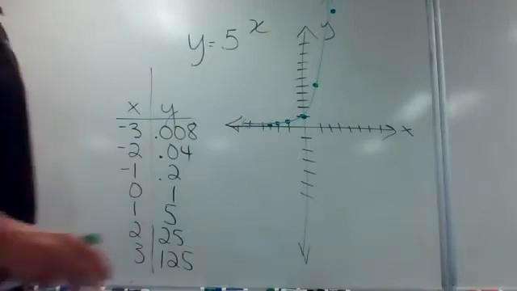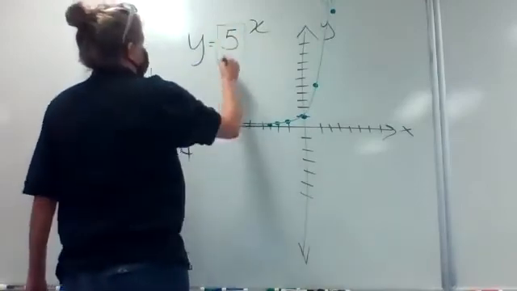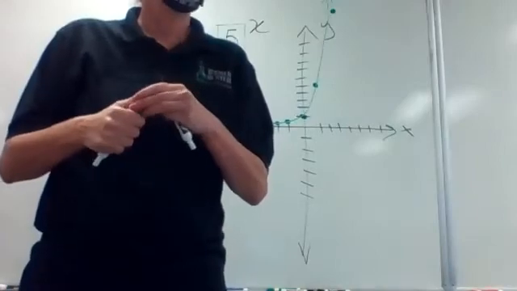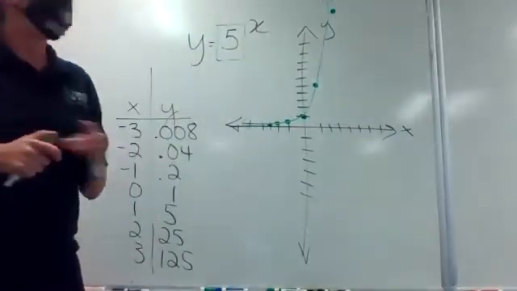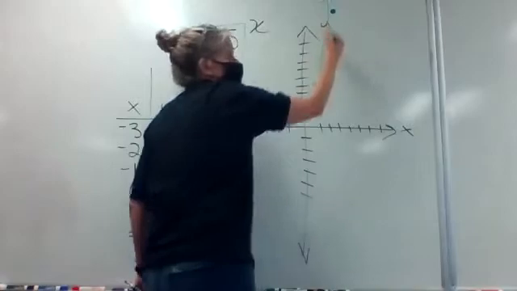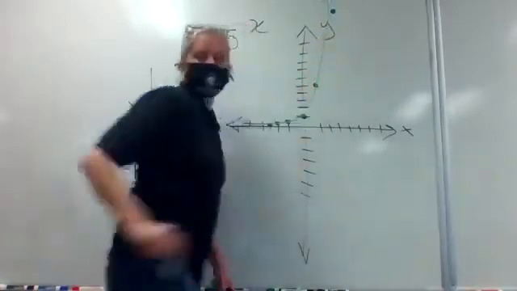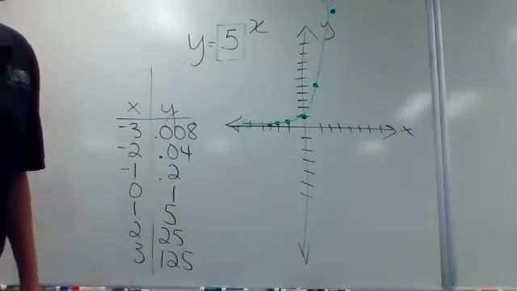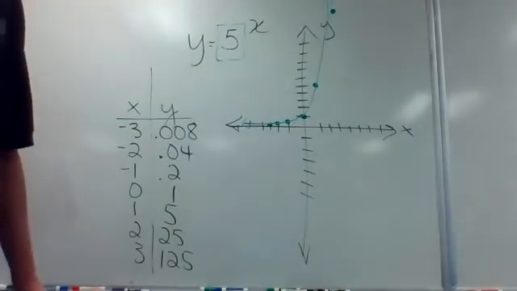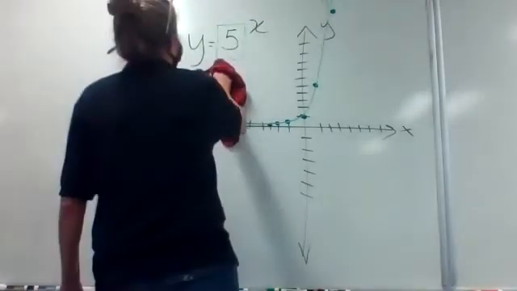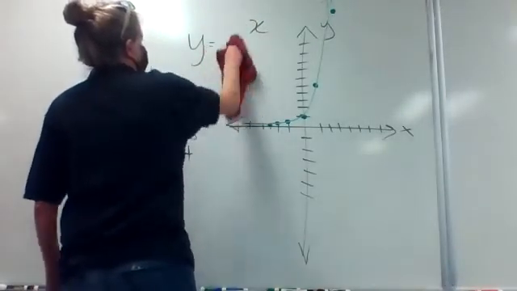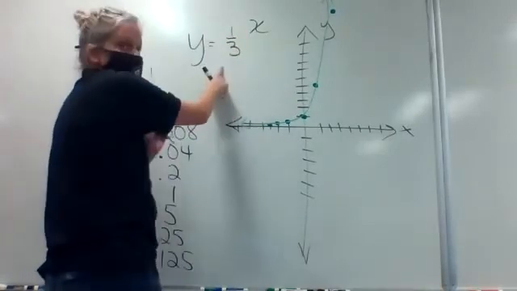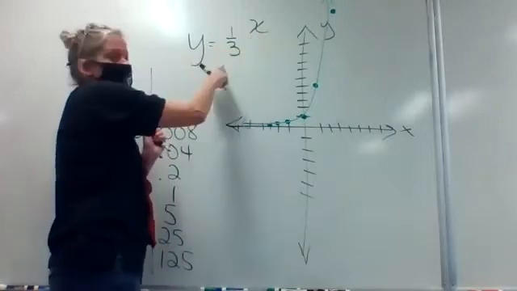So when this number right here, the absolute value of it, which means how far away from 0, is greater than 1, your exponential shape is going to take this shape. Okay, but look at number 5, where you have y equals 1/3 to the x power, which means the base of it, and the base of it is this number right here, the number being raised to the x.